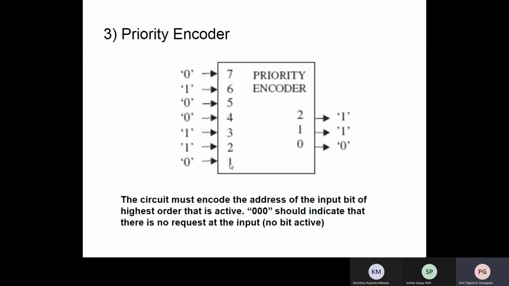All right. So yeah, this is the third assignment, priority encoder. Now here you'll have to use the first construct. See what is copied on the problem statement. The circuit must encode the address of the input bit of highest order that is active. So 000 should indicate that there is no request at the input. There is no bit active. You can see here, this is having the priority. So even though input number 2 and 3 are still asserted, the highest input is going to be displayed over here. So this is what is expected.